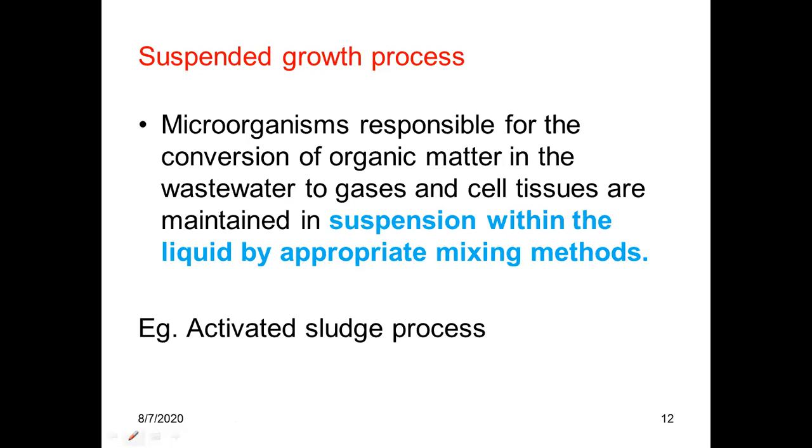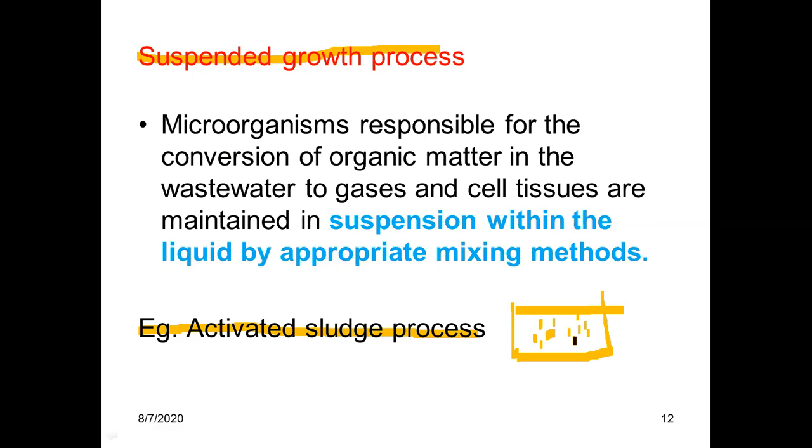Then you heard that there are two types, suspended growth process and attached growth process. Activated sludge process is an example of suspended growth process. So in the activated sludge process, in the aeration tank, what happened? The microorganisms are suspended. Microorganisms are available as a suspension. They are suspended in the water.